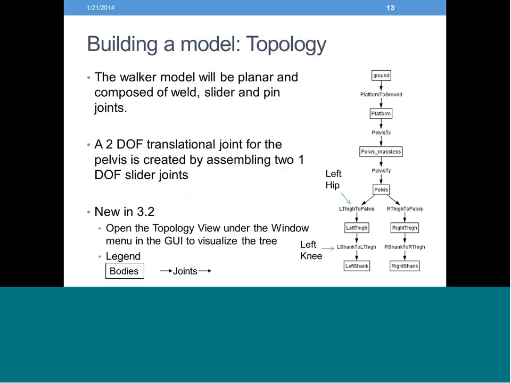So what is our model? It's really essentially just a collection of bodies. It's a planar model, and then we are adding weld and slider and pin joints to our system. So with our model, we can actually go back and do.